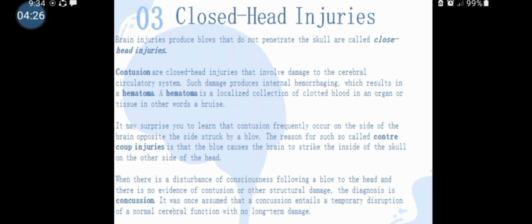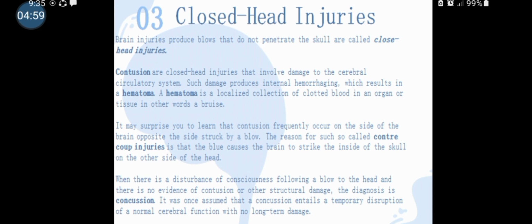So brain injuries produced by blows that do not penetrate the skull are called closed head injuries. Contusions are closed head injuries that involve damage to the cerebral circulatory system. Such damage produces internal hemorrhaging, which results in a hematoma. A hematoma, on the other hand, is a localized collection of clotted blood in an organ or tissue, in other words, a bruise, so mga samad.